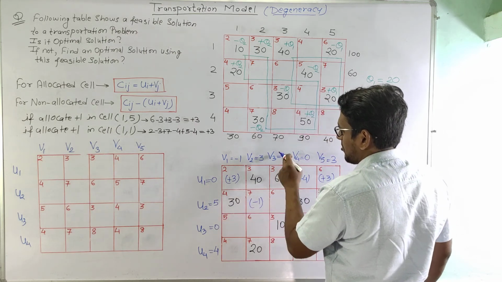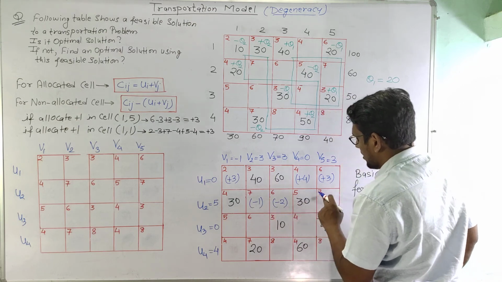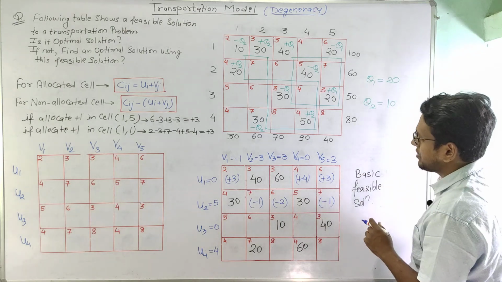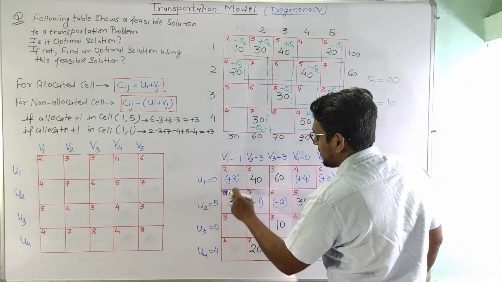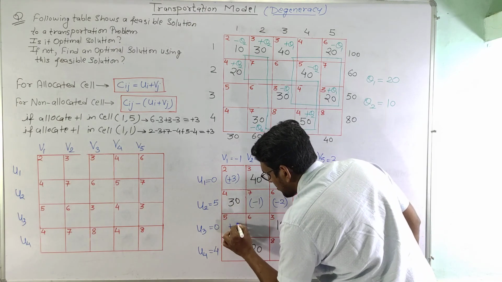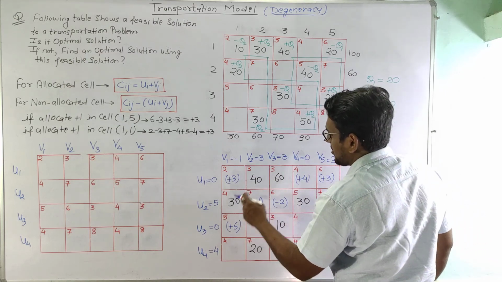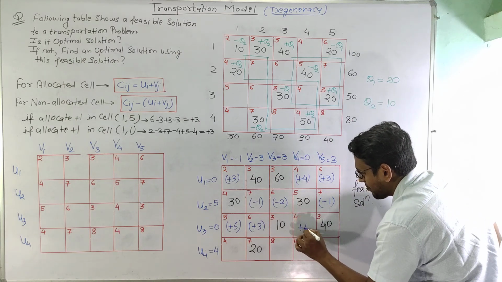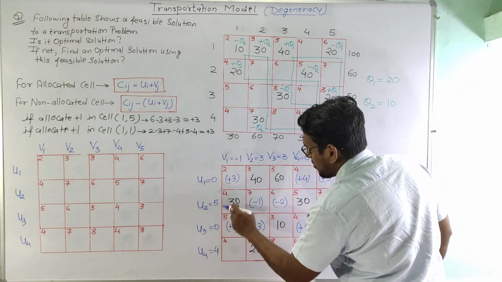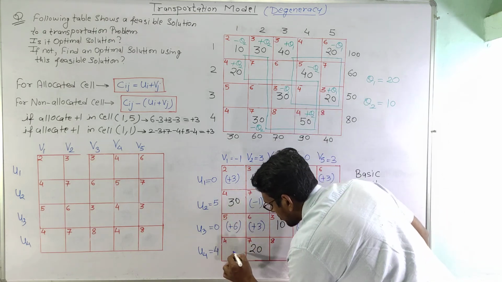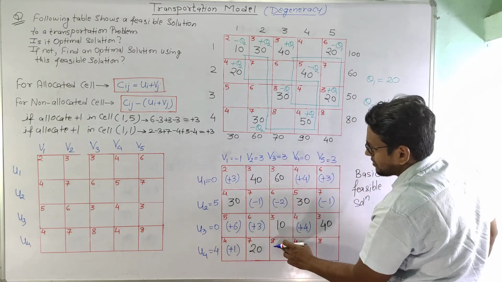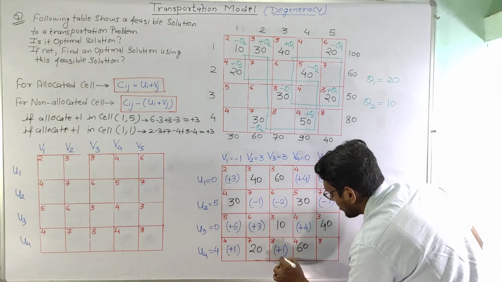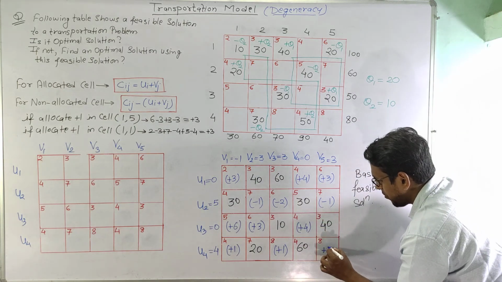6 minus 8 is minus 2. 7 minus 8 is minus 1. 7 minus 8 is minus 1, and 5 minus of minus 1 is plus 6, and 6 minus 3 is plus 3. 4 minus 0 is plus 4, and 4 minus 3 is plus 1, and this is 8 minus 7 is plus 1. Similarly here 8 minus 7 is plus 1.